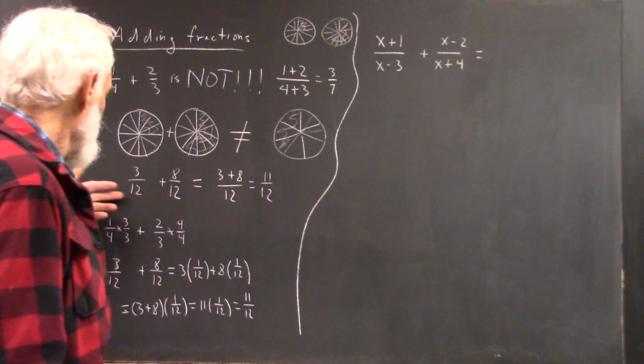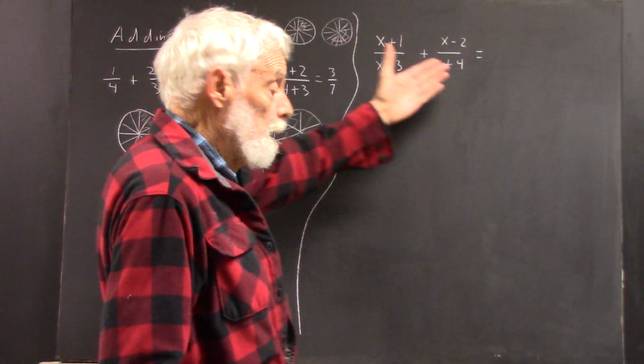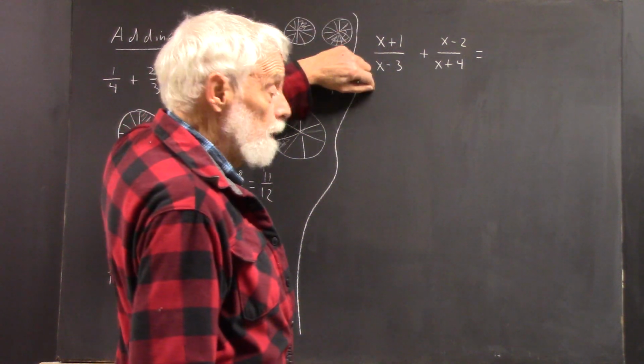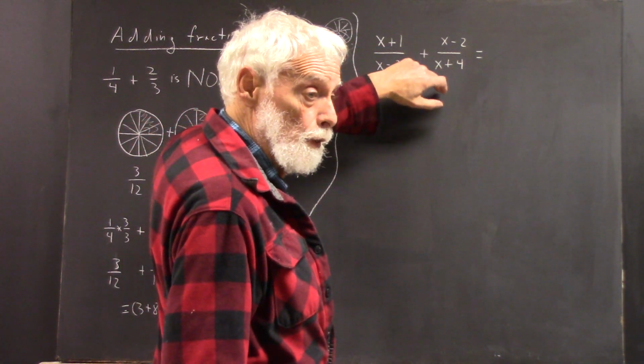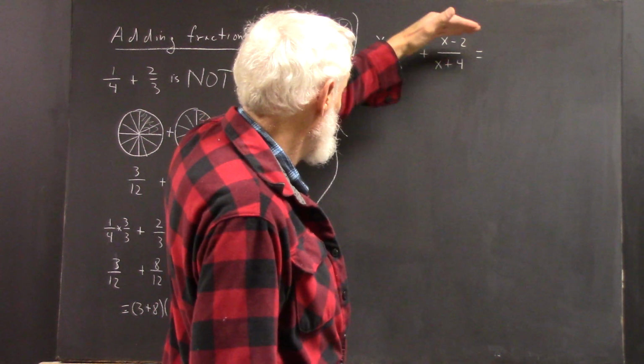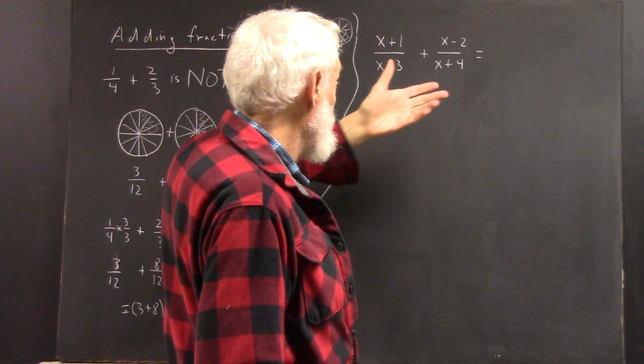Okay, we've seen how to add fractions with numbers. Let's add fractions with symbols. We have numerator over denominator plus numerator over denominator. We can't add these numerators because the denominators are different. We have to have the same denominator.